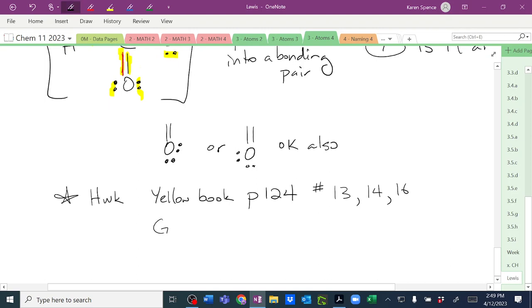And then in the green book, I think I already told you this page. I think it's 16. Yeah, page 16. So that's the quiz tomorrow. Okay, Friday there will be a quiz on Lewis structures.